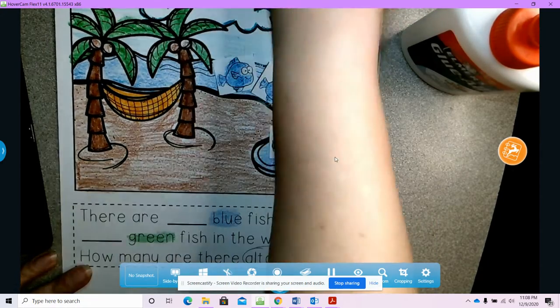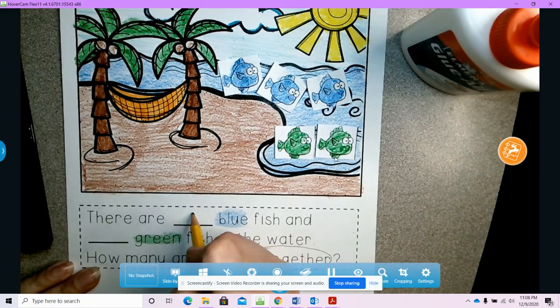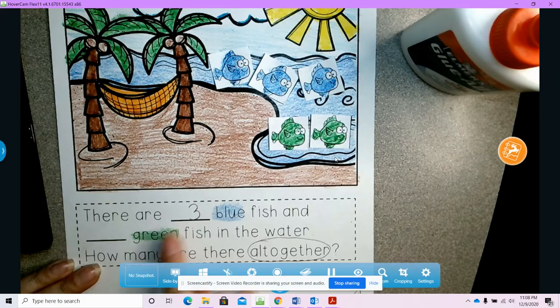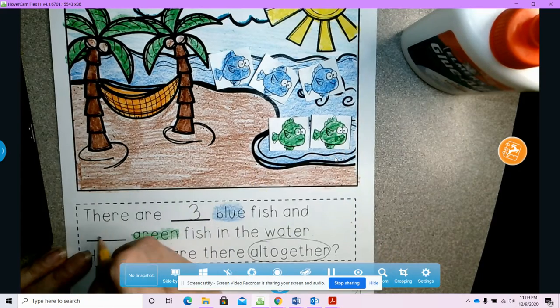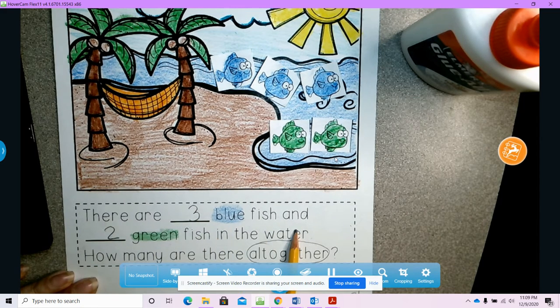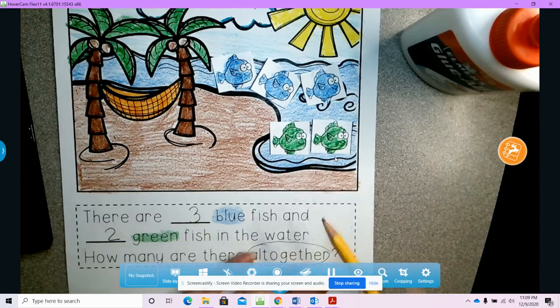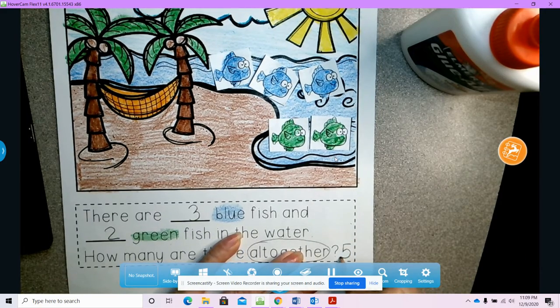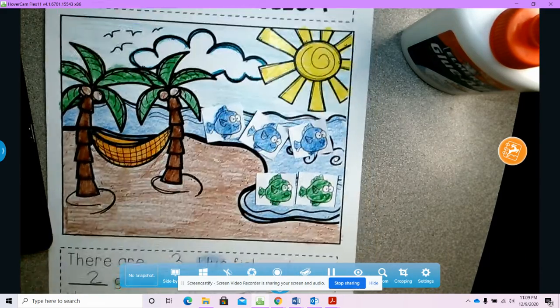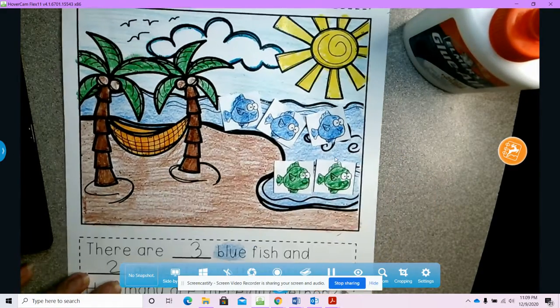So I need to finish my number story, right? In my story, there are 1, 2, 3 blue fishes and 1, 2 green fishes. So now it says there are 3 blue fish and 2 green fish in the water. How many are there all together? And all together I have 1, 2, 3, 4, 5 fish. I have 5 fish all together. And ta-da! Your fish story problem is all done.